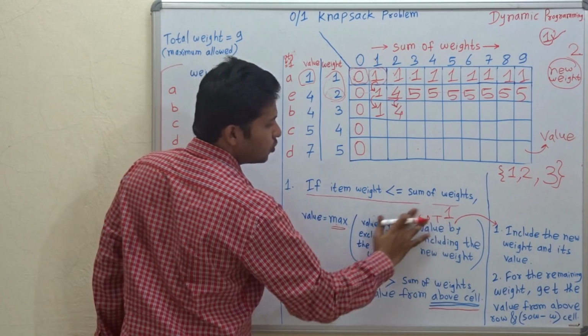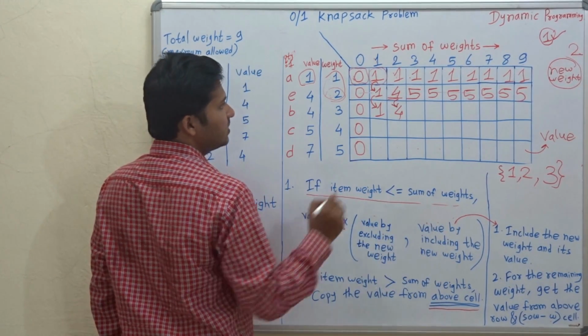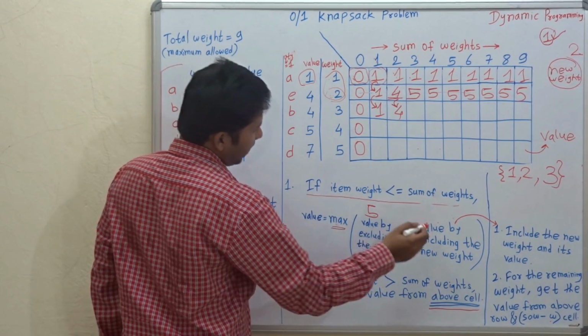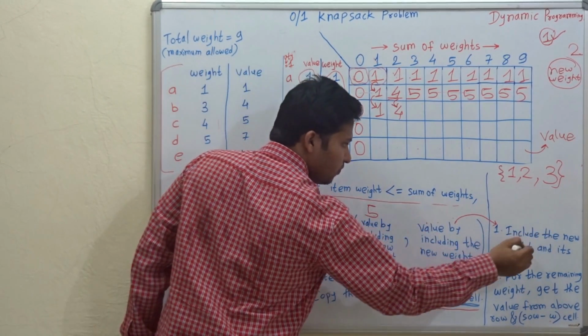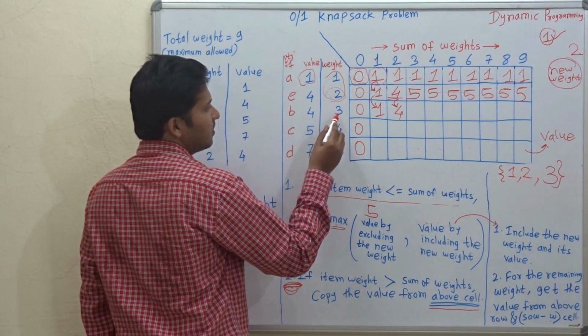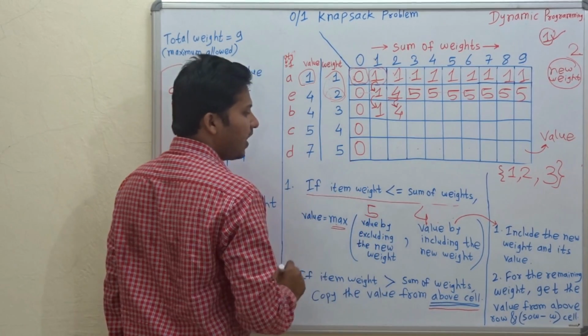So let's come to these steps. Value by excluding the new weight, just the value in the above cell, that is 5. Value by including the new weight, yes, include the new weight and its value, that is the first step. So the new weight is 3 and its value is 4. Yes, I have included the value.